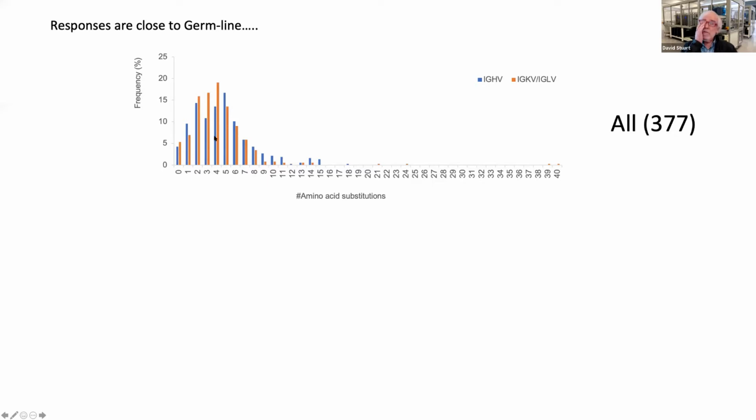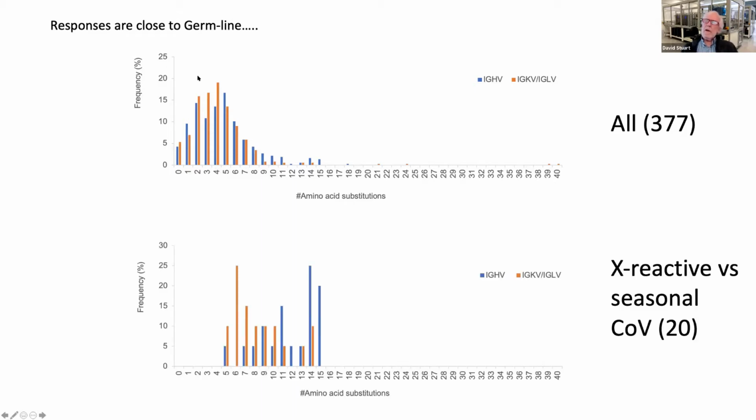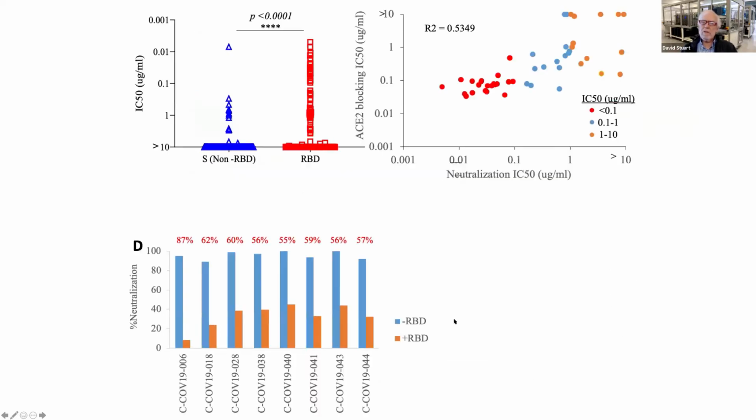And this is sort of good news for vaccine responses, because it means that you can quickly build up. You don't have to do a lot of mutations to build up good antibody responses. And I'll come back to that as well. There is an exception to this. Most of these antibodies are very specific for SARS-CoV-2. There are a very small number, just 20 out of the 377, that are cross-reactive with seasonal coronavirus. That's one of the common cold viruses.